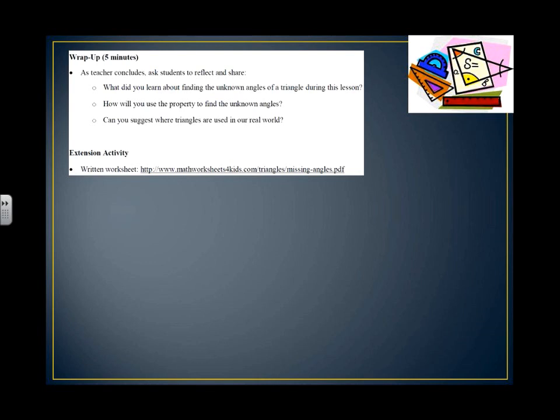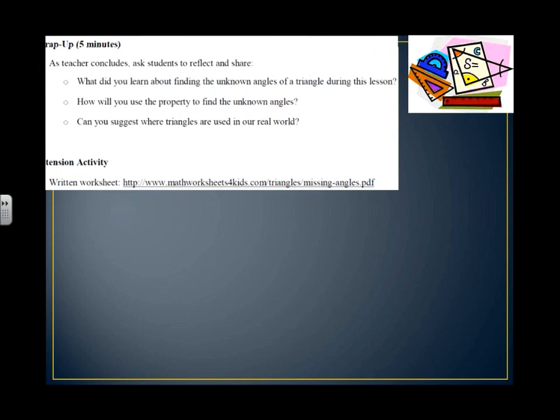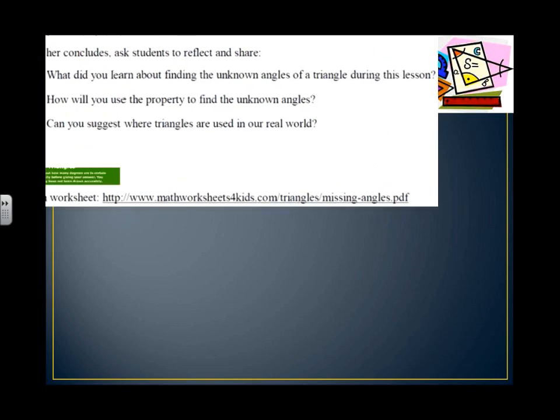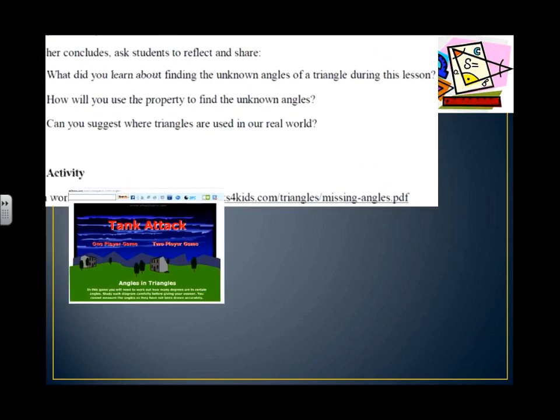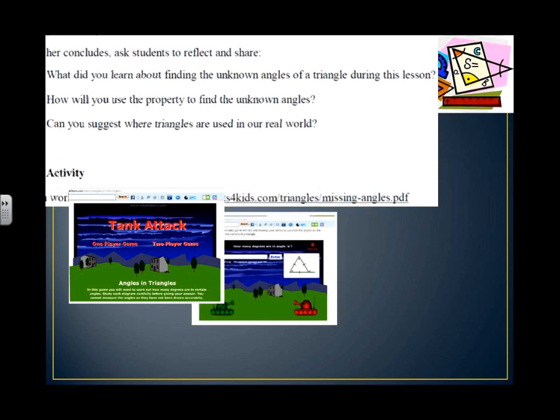For the extension activity, the student will be given a written worksheet by following the website given. These are the activities that will be used during this lesson.